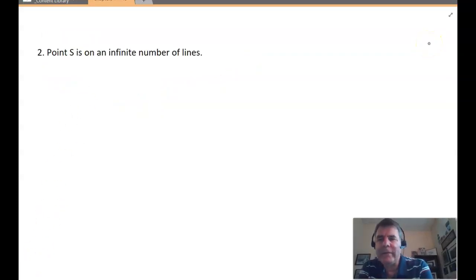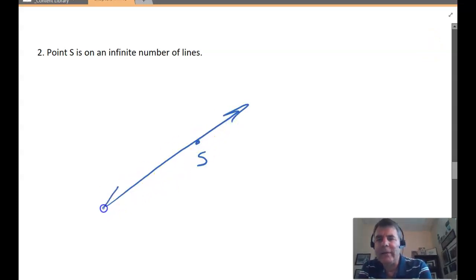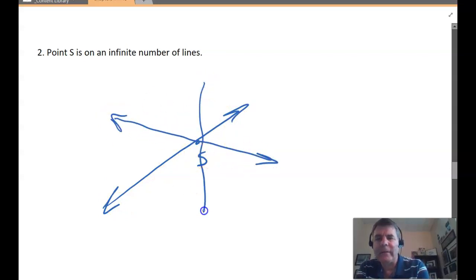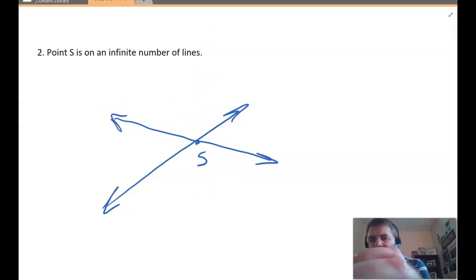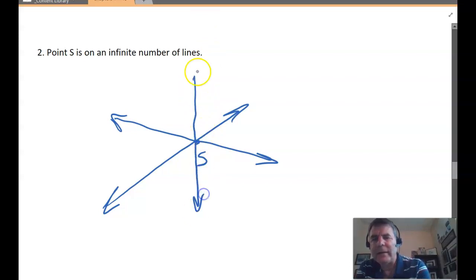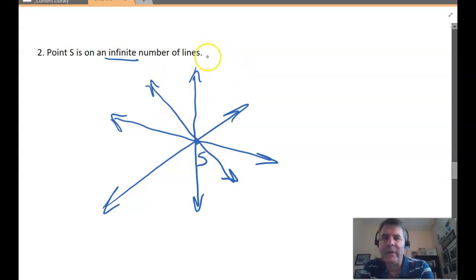True or false? Point S is on an infinite number of lines. Okay. Here's point S. I can draw one line there through it. Oh, look, I can draw another line there. How about this line? Whoop, missed it, didn't I? How about this line right there? Yep. How many lines do you think I can draw through point S? Well, I can draw an infinite number of lines. So this is true.